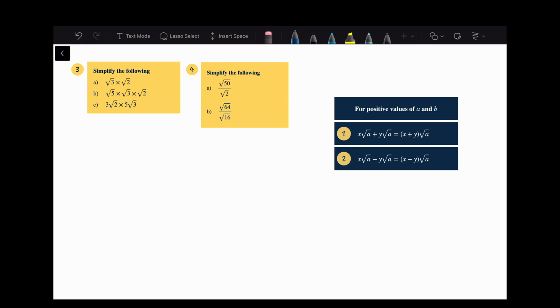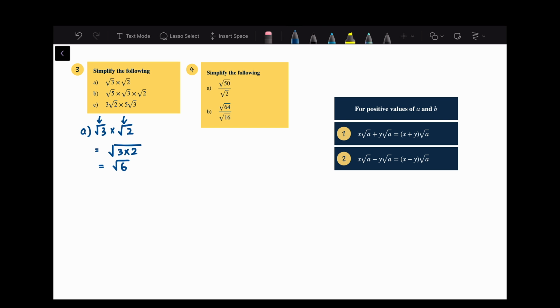So let's take a look at questions involving the multiplication operation. In part A, we have square root 3 multiplied by square root 2. The very first thing you must ensure is that they have the same root, such as this. If we have ensured that, we can house them under the same square root and combine the 2 terms together: 3 times 2, which gives us square root 6.